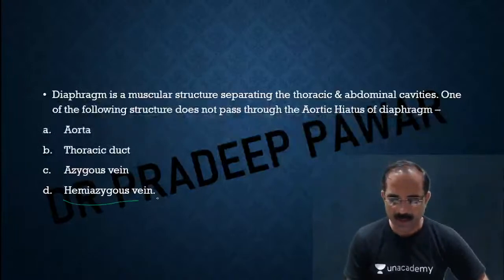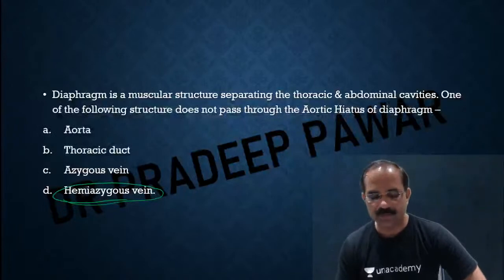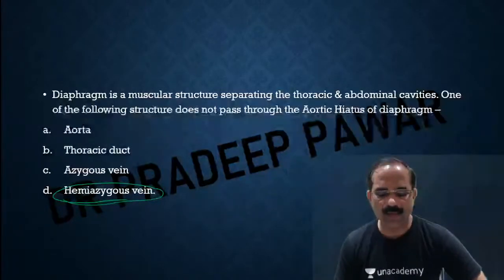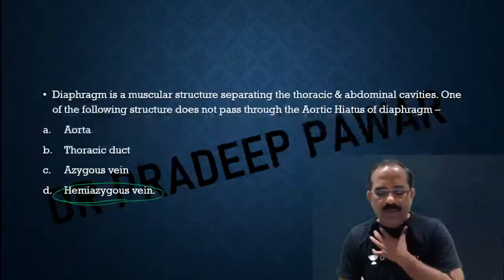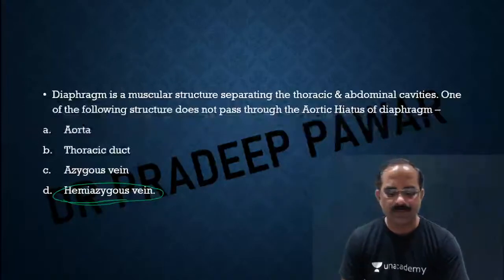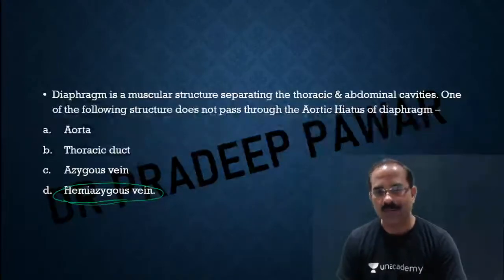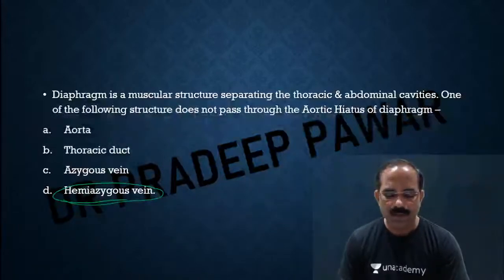That's the hemiazygous vein. Hemiazygous. Yes, I'll explain the course of the internal carotid. I'll explain that. And vertebral, foramen magnum also I'll tell you. So the answer is hemiazygous vein.